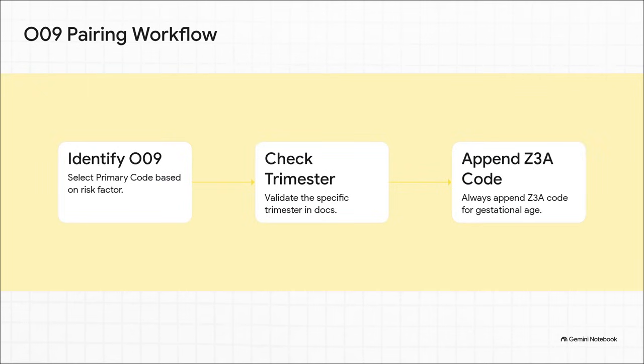What's really interesting about this workflow is how it clearly maps out the absolute requirement for mandatory pairing. You can't just toss an O09 code on a claim and call it a day. That's a coder's worst nightmare for a denial. Step 1. Lock in your primary O09 code based on the specific risk factor. Step 2. Validate the exact trimester. And Step 3, which is totally non-negotiable, always append the right Z3A code for gestational age. Remember, gestational age is never optional here.